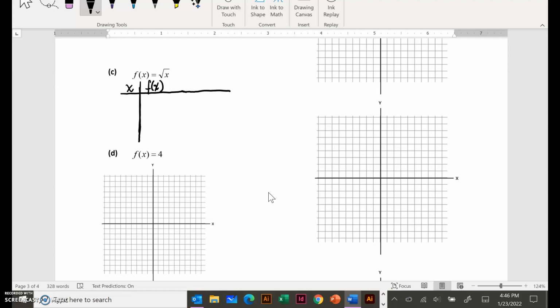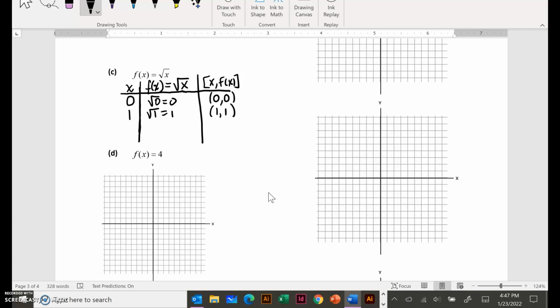All right, 0 to me works just fine. 0 under the square root is just fine, because the square root of 0 is 0. And then I'm going to write this as a point. The point is (0, 0) for that one. 1 would be good because the square root of 1 is 1, right? So (1, 1) would be great.